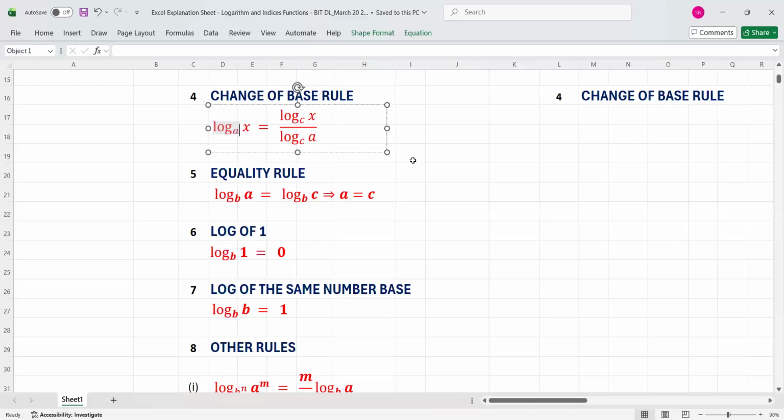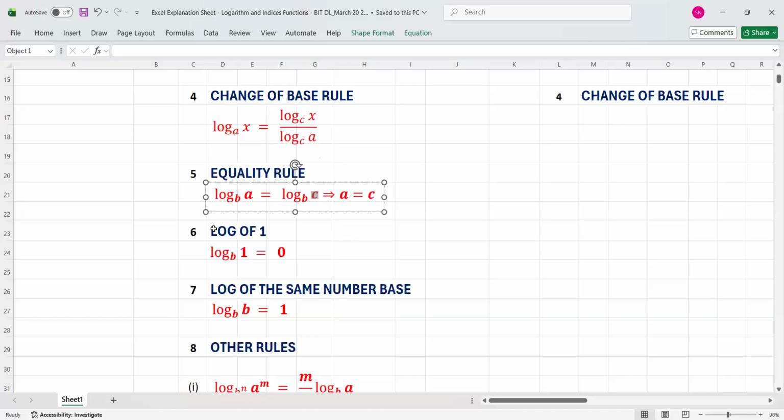Then we have the equality property. What this equality property does is that when you claim that two logs are equal, if you say log a to base b is equal to log c to base b, and that observation is correct, then you can comfortably say that the number a must be equal to the number c. So this is how we verify that two logs are equal. The bases must be the same, then you can equate the numbers.